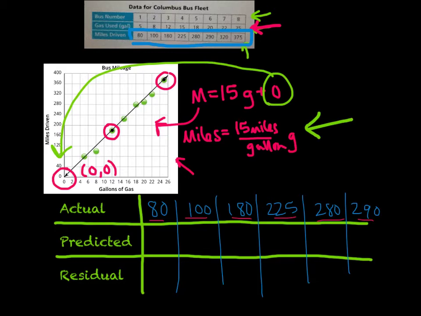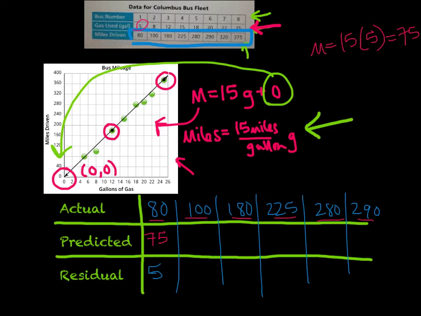So predicted based on our model, for 5 gallons, the actual was 80, but in this case we need to figure out what it could have been, or what it should have been. So we have miles is equal to 15 times 5. 15 times 5 equals 75, so I'm going to put that in my table. Predicted amount is 75. So that means the difference between our actual and our predicted is 5. 80 minus 75 is 5. Now we need to do that for every single one of these values.